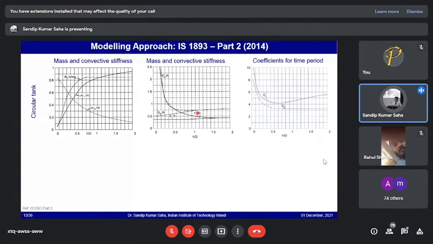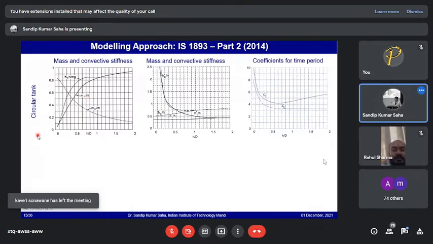If you look at this figure for the circular tank, the code has given you plots which can be used to calculate the several design parameters of the liquid storage tanks, like Kc or Mi or Mc, which have been given in a normalized form: Kc in terms of H by mg, or Mi in terms of m, where m is the mass of the liquid in the storage tank.